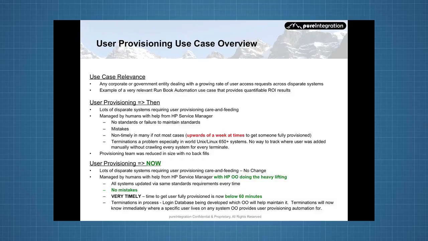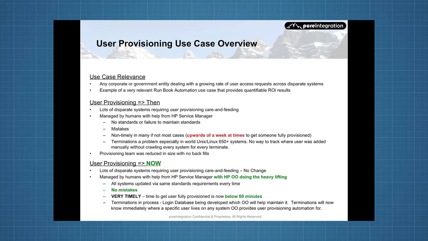So basically there were standards, but in some environments there were no standards, or there was a failure to actually maintain those standards. There were mistakes, typos, fat fingers, the names were spelled wrong, they flip-flopped the first name and the last name, or whatever. It was also not very timely in many, if not most, cases. It typically took upwards of a week to get a person completely given access to everything they needed, which was a big problem, especially for brand new hires who were developers on a big key project or whatever.